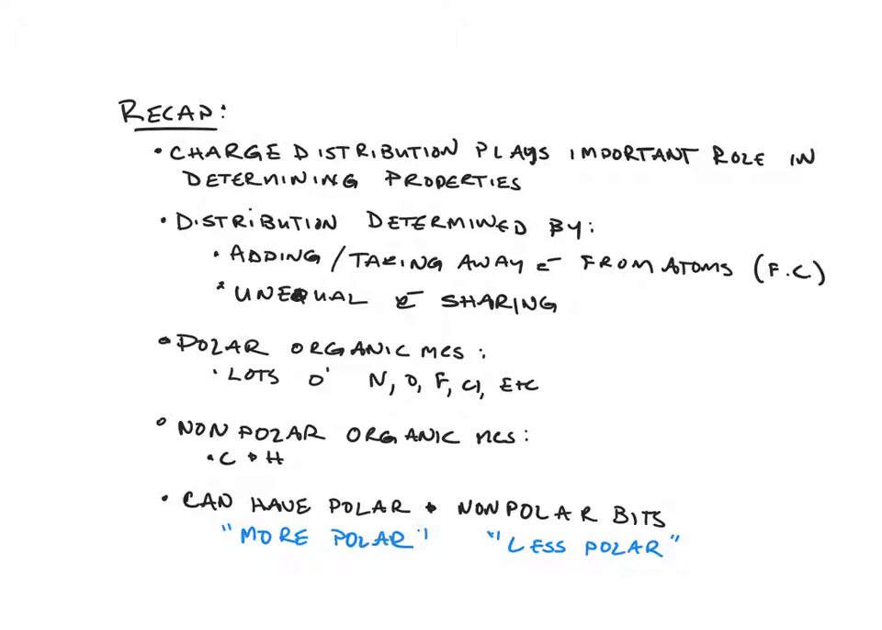And remember that molecules can have both polar and non-polar regions. The larger one is compared to the other, molecules can be more polar or less polar, right? It's not a dividing line. It's not a hard and fast, oh my God, this molecule is polar and this molecule is not polar. It's a continuum, right? Things can be more polar or less polar, and things can be kind of partially polar, etc.